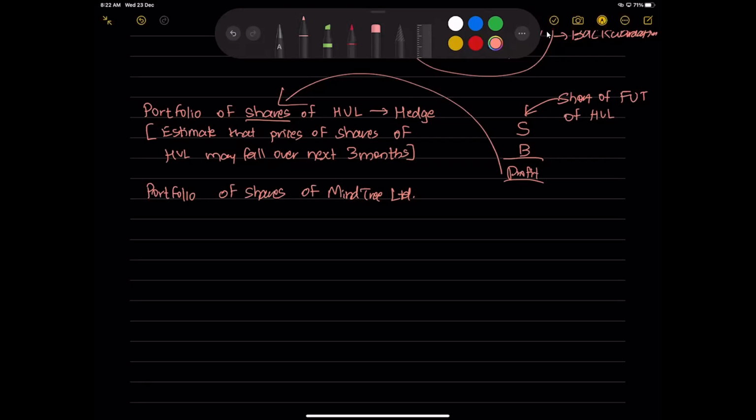Okay. So just go to the NSE website and check whether futures of Mindtree are available. Futures of HUL are definitely available. Just go to the NSE website and check whether futures of Mindtree Limited are available or not.